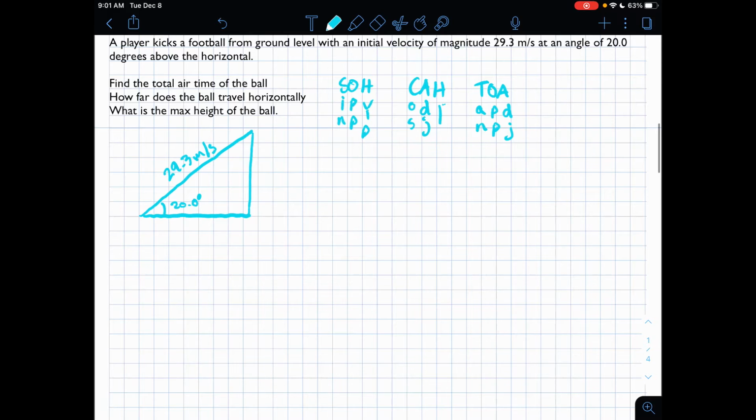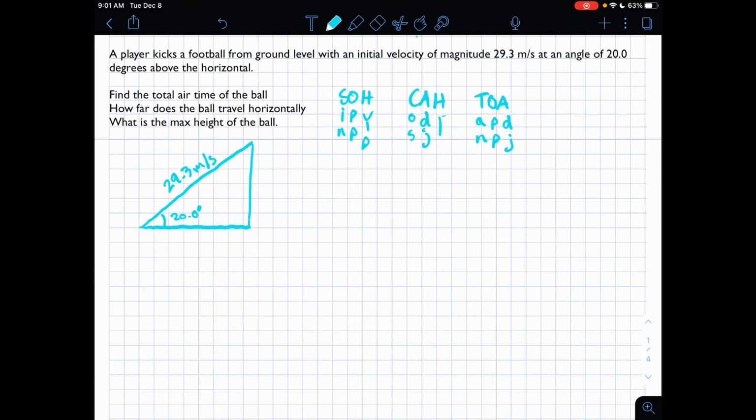So when you're trying to find the total airtime of the ball, you're going to be looking for the vertical velocity. Right now, looking at the triangle, what you have is the hypotenuse, and what you're looking for is the opposite side. So as you can see, you're going to want to use sine. As you know, sine of theta, which is whatever angle we have, is equal to opposite over hypotenuse.